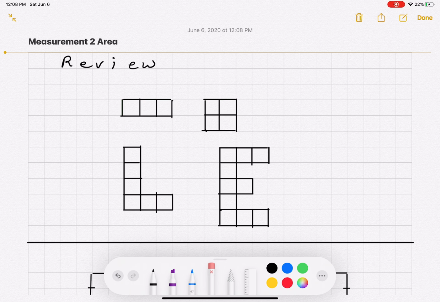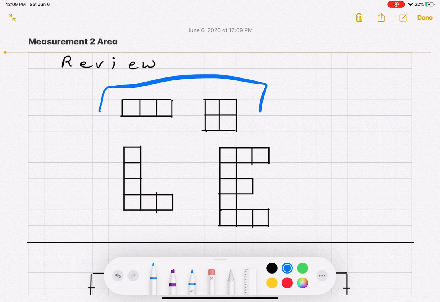So if I am looking at these two rectangles here, and I'm asking you which one takes up more space, imagine these two images are pieces of cake. Which one has more cake, right? So the squares that cover the shape are used as units to measure that area.